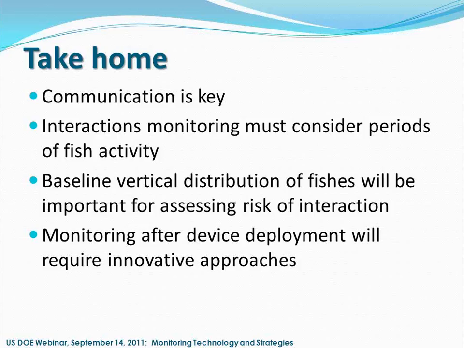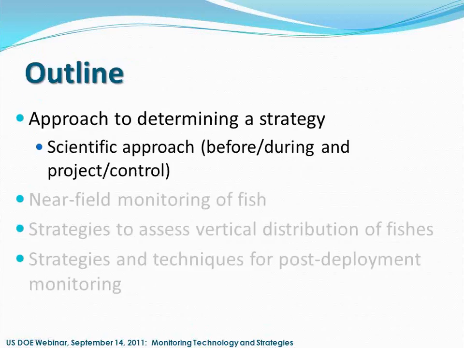In terms of the interactions monitoring, we found it really important to think about when fish will be in an area, to be able to monitor that area at the specific times that they'll be active. Third, baseline vertical distributions seem to be really important for understanding the risk of the potential interaction and understanding effects and impacts ultimately. And finally, we really think there's going to be no one-size-fits-all solution for monitoring these devices, and so I think there are going to have to be innovative approaches which could incorporate some of the things that I'll talk about today. So next slide.